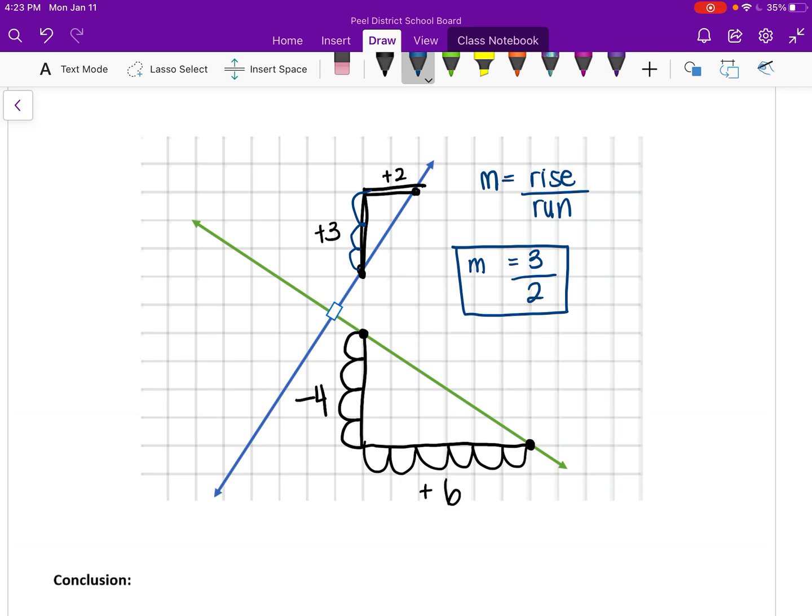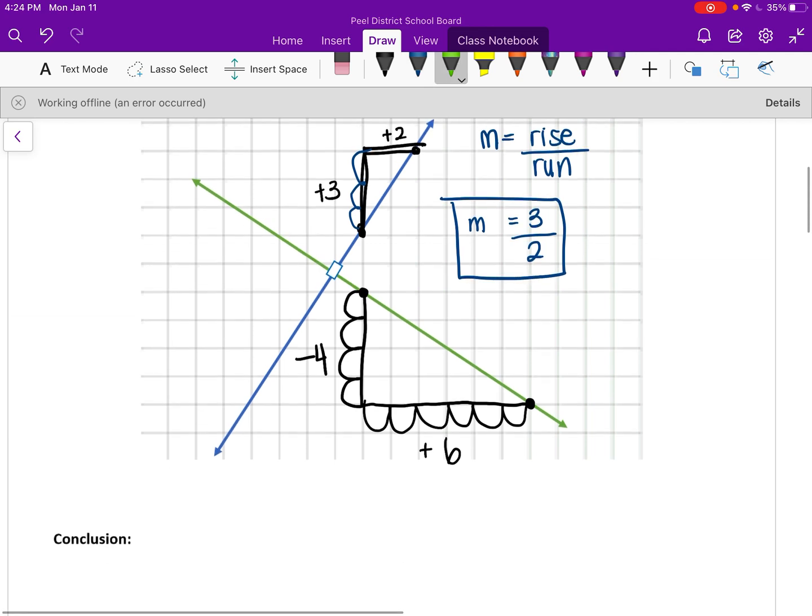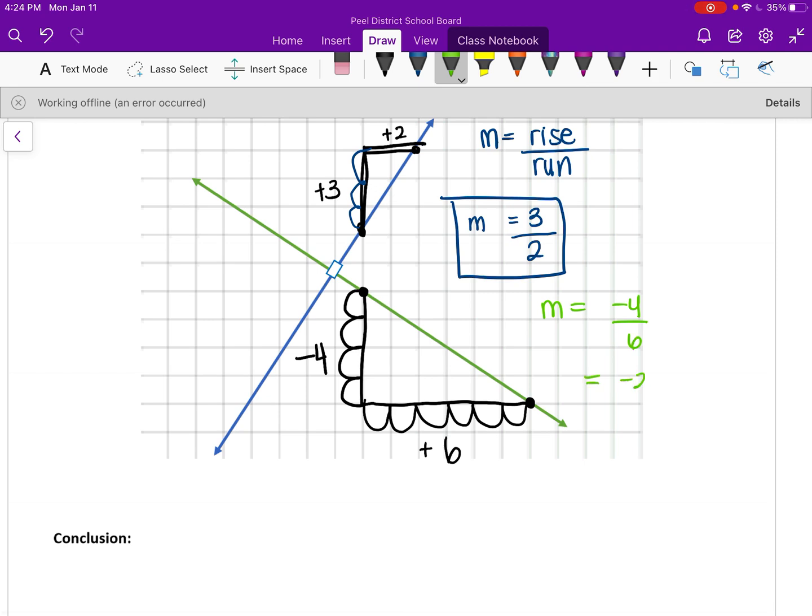So let's put it in our slope. My slope is equal to rise, which was negative 4, over the run, which is 6. So just the delta y over delta x. We also learned it that way, right? The change in y and the change in x. So then I have negative 4 over 6. I can reduce that to negative 2 over 3. And I'm just going to change to the green marker so that you can see which line is which. So m is negative 4 over 6, which equals negative 2 over 3.